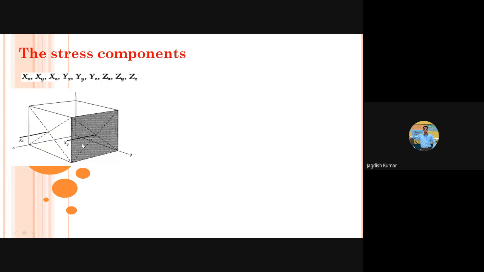Now this is not perpendicular, right? But on a face perpendicular to Y-axis. So this subscript is representing the surface on which force is acting. But Y means a surface perpendicular to Y-axis. So small x here means surface perpendicular to X-axis. So what will be XZ? Face perpendicular to Z-axis. So how will XZ look like?